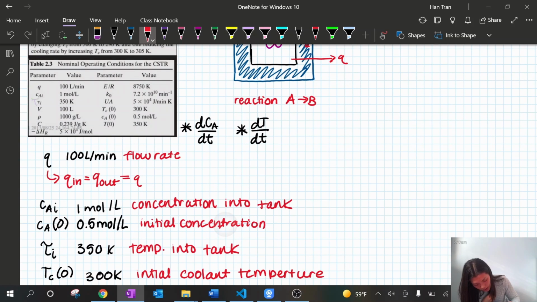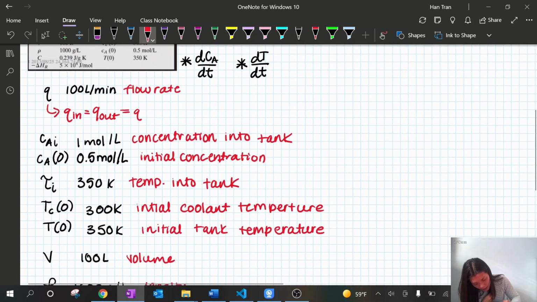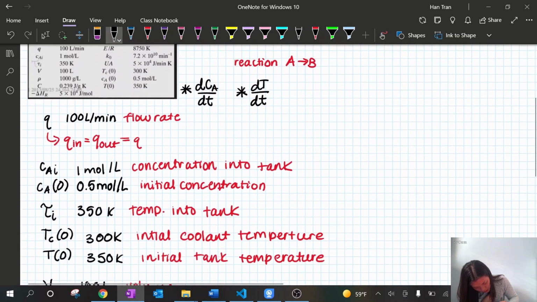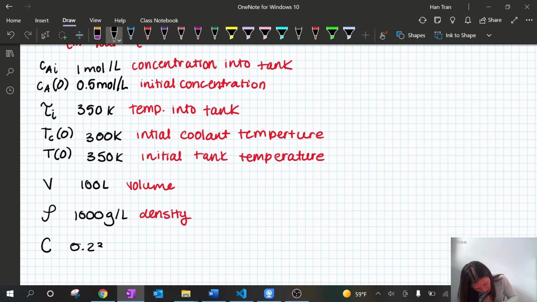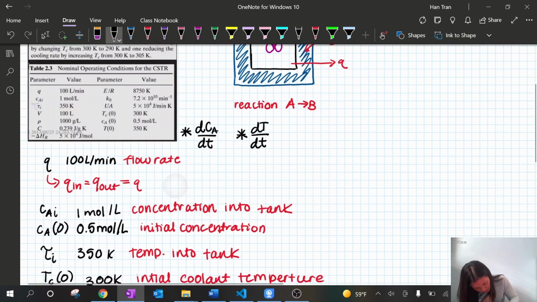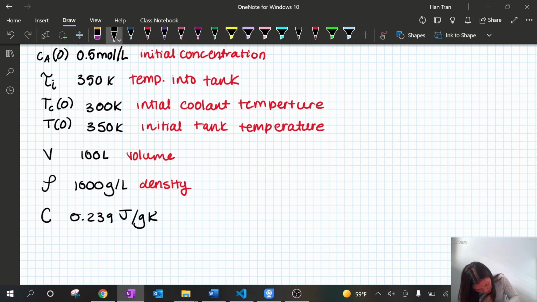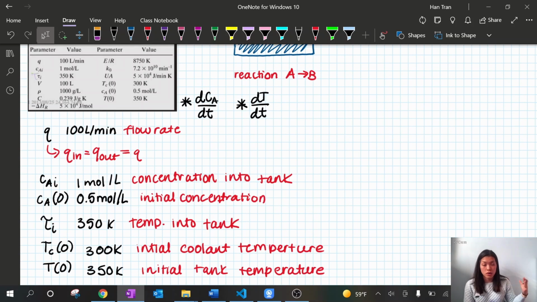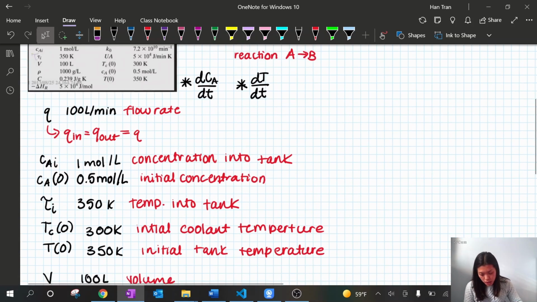And then we are also given the parameter capital C, and that is 0.239 joules per gram Kelvin. And so what that joules is telling us, and the unit, that is joules per gram Kelvin, we can assume that it is heat capacity of what is in the tank. And we are only given one, so we can assume that that's the heat capacity for what is in the tank, and it doesn't change, it's constant.